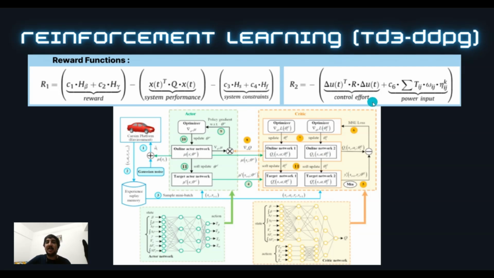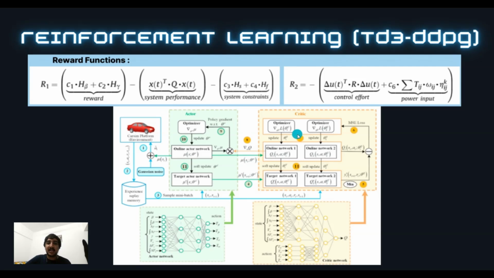And in the second part, we want to minimize the control effort, because it's a continuous time algorithm, we don't want a sudden increase in torque or a sudden increase in the current flow through the circuits. So we want to minimize the delta U, or the increase in torque, and we also want to minimize the power input to the motors to take these collective actions.